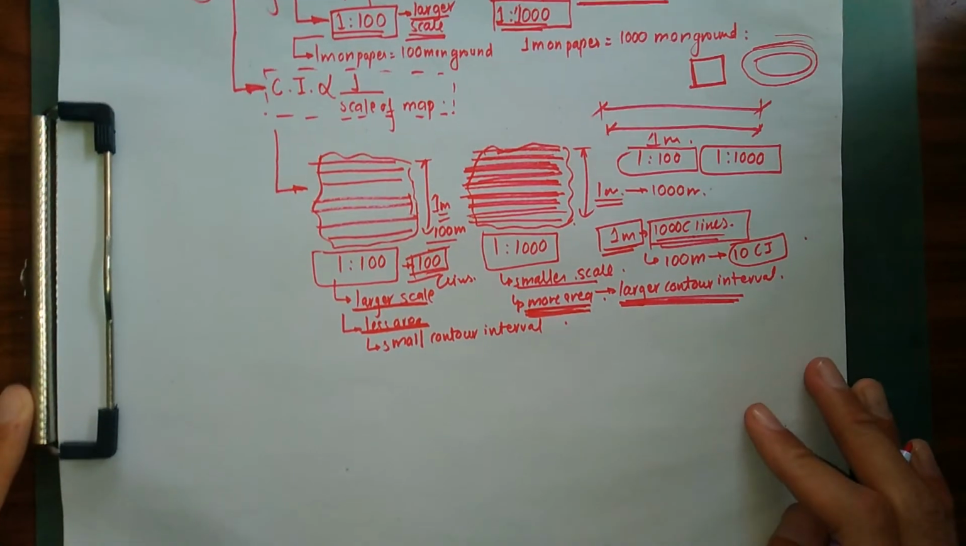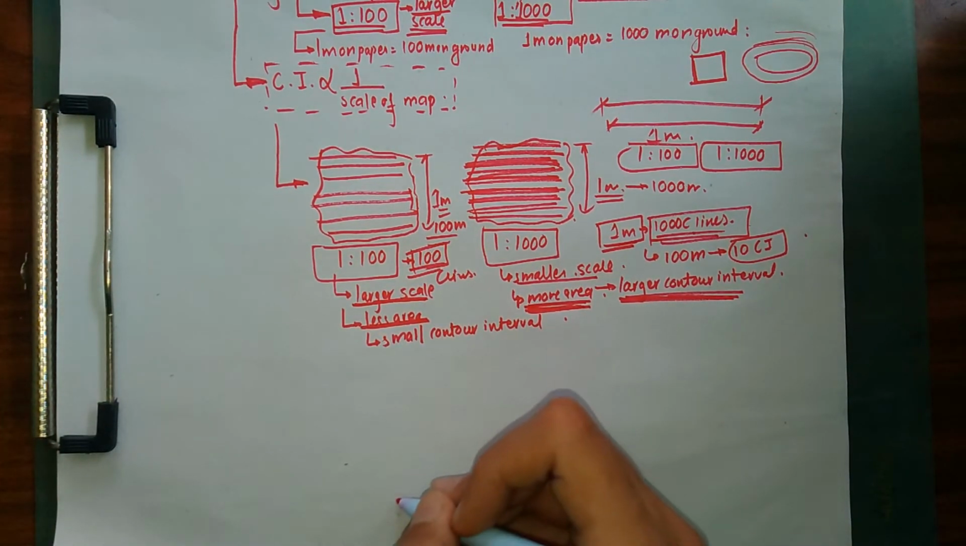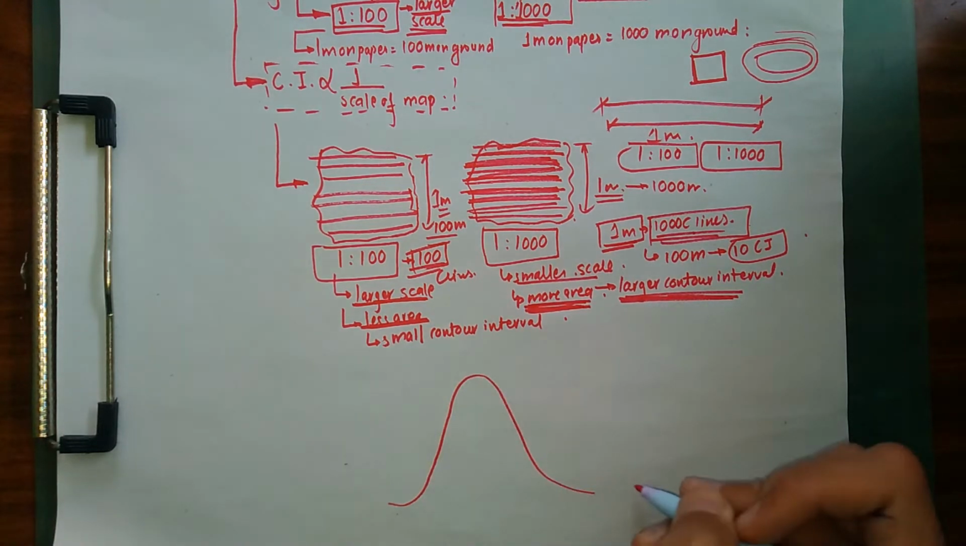To explain this a little bit better, let me draw an area over here. Let me draw two areas.